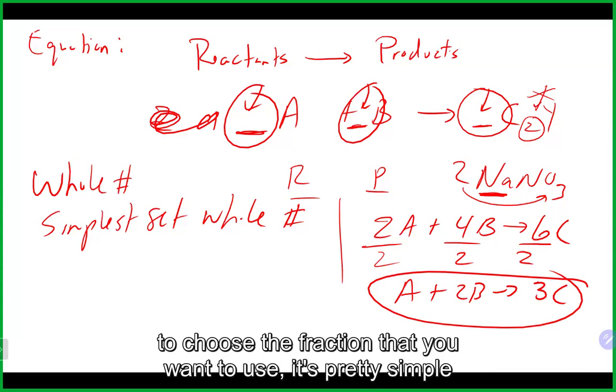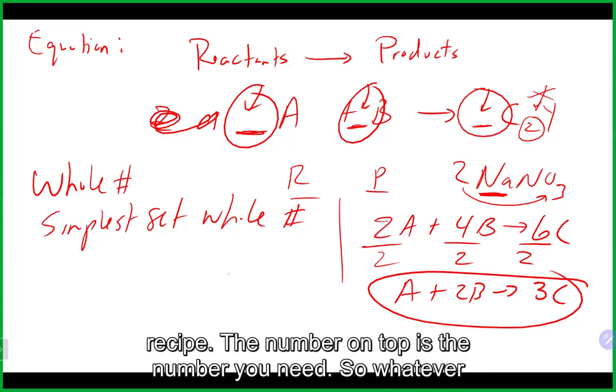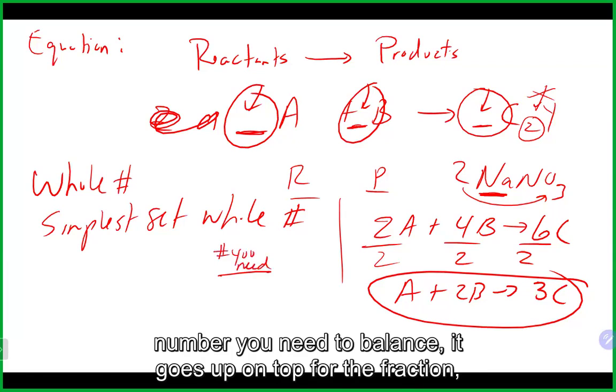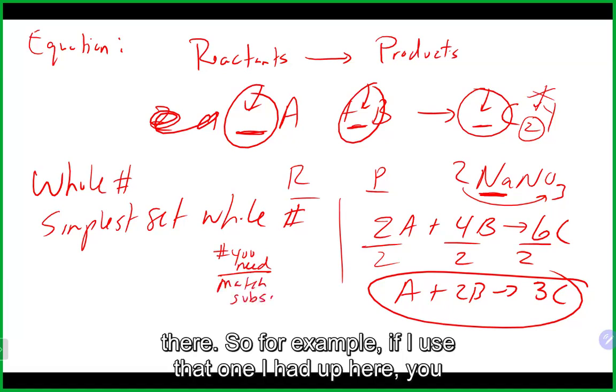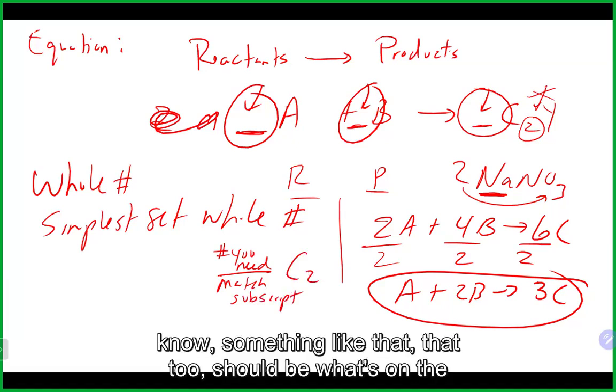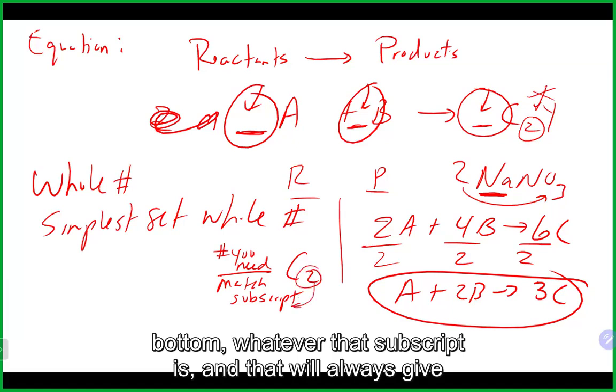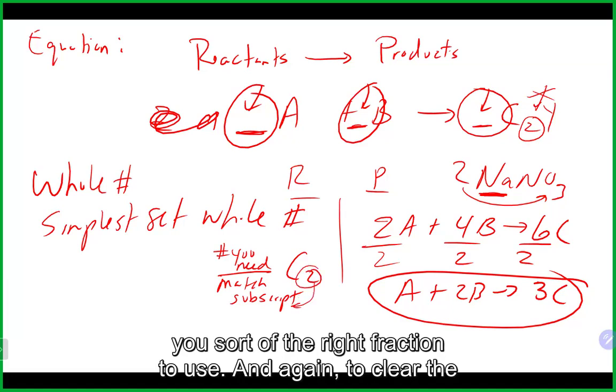Remember, when you're choosing the fraction you want to use, it's a pretty simple recipe. The number on top is the number you need. So whatever number you need to balance it goes on top of the fraction. And usually the bottom should match the subscript that's there. So for example, if I use the one I had up here, that should be what's on the bottom, whatever that subscript is. That will always give you the right fraction to use.